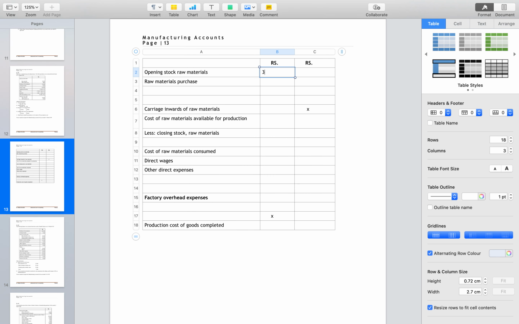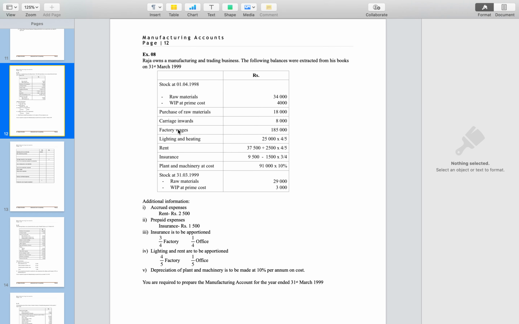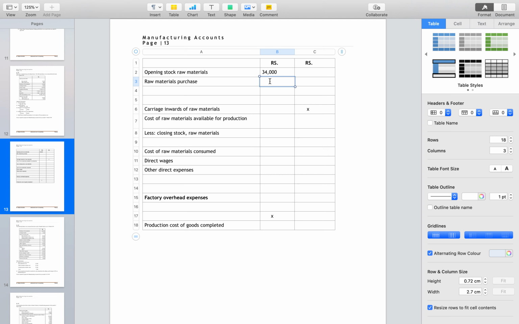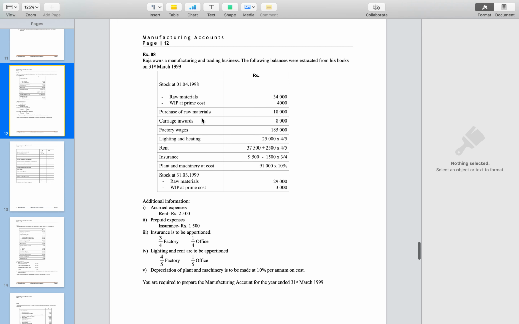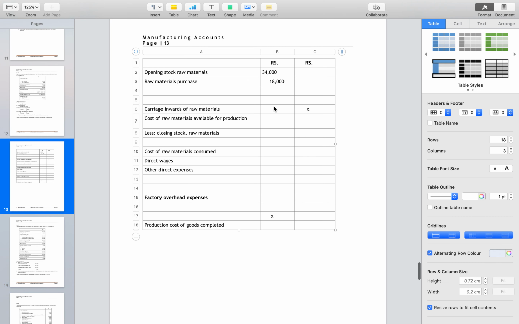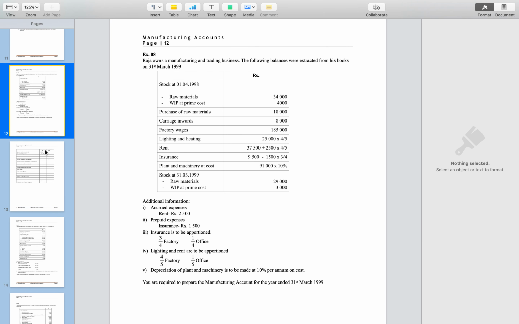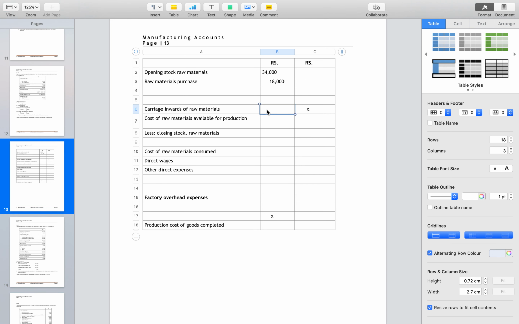So over there it's 34,000, right? Then raw material purchase. When I go through the question, the raw material purchase is now 18,000 rupees, so you go and mark that also. Then the format is requiring carriage inwards. In your format you can also see a carriage inward over here, so you copy that also. So carriage inward is now going to be 8,000, right? Done. So that's all done.